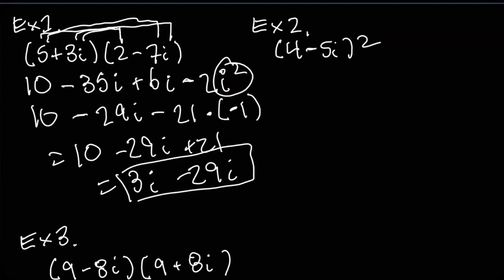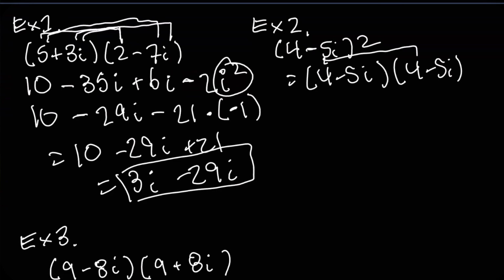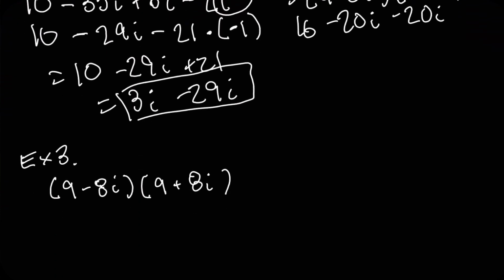4 minus 5i squared is really just the same thing as 4 minus 5i times 4 minus 5i. So again, we'll do the same thing that we did in example 1. 4 times 4, that should give us 16. 4 times negative 5i should give us negative 20i. Negative 5 times 4, again, another negative 20i. And then finally, we'll have the negative 5i times negative 5i, which will give us plus 25i squared.